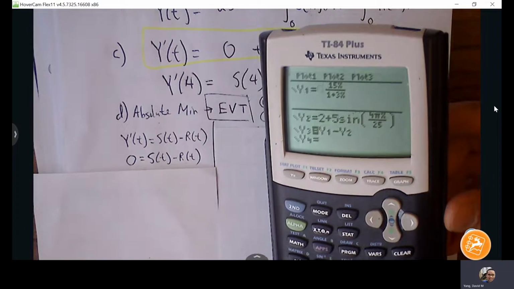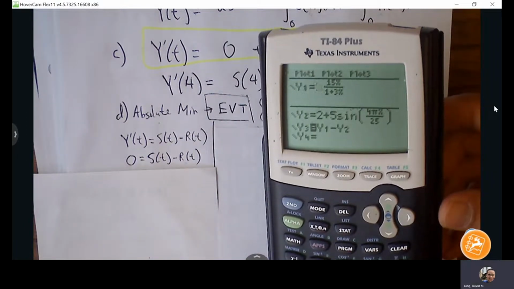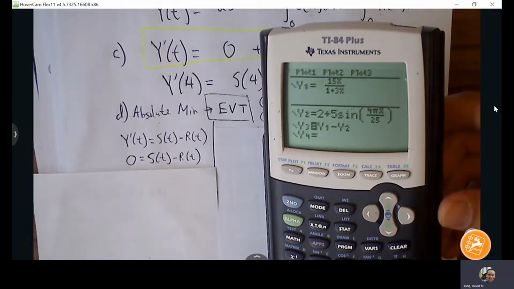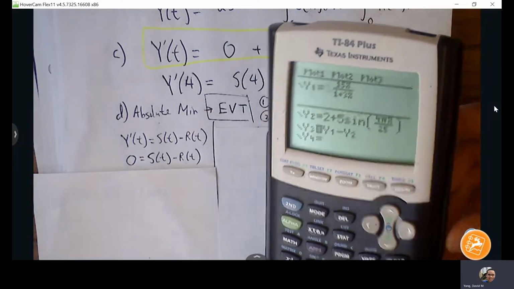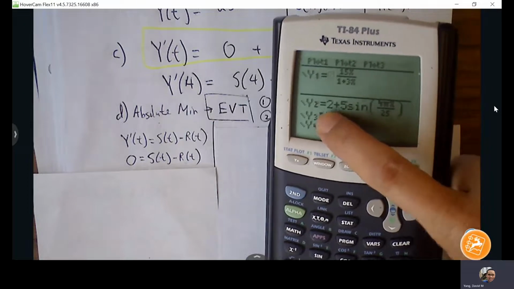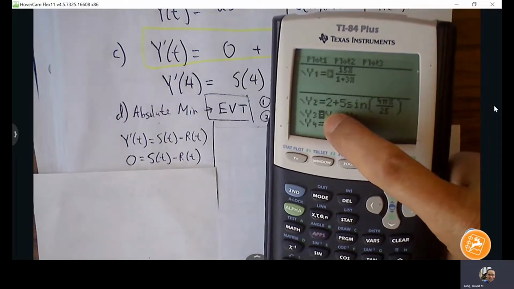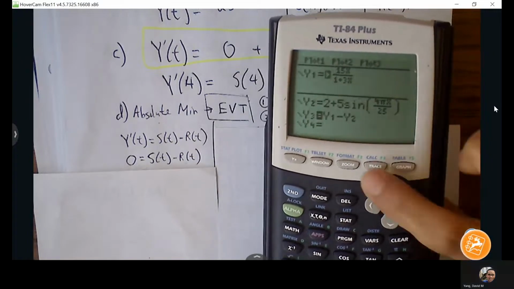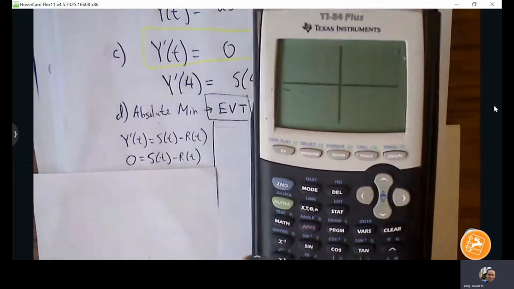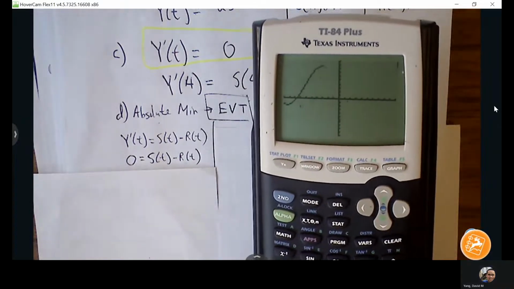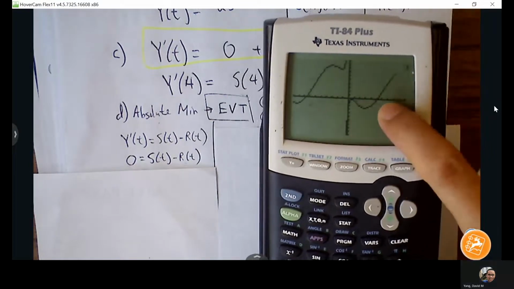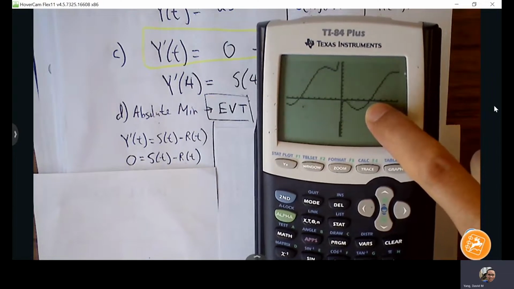So here, I have S of t held by y1 and R of t held by y2. I'm just going to graph y1 minus y2, which is basically S of t minus R of t. Notice I'm only highlighting the third graph because I don't want to see the first and second one. Then I'm going to do zoom 6 just to see where it shows up, and if I need to zoom in or zoom out, I can. I'm only looking to see where the graph crosses between 0 and 6. I see an x-intercept there, a critical point.